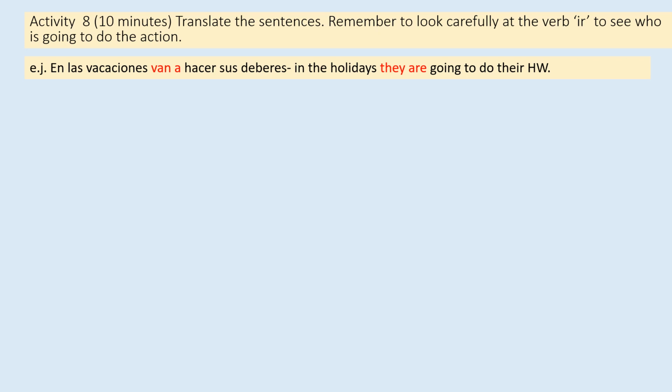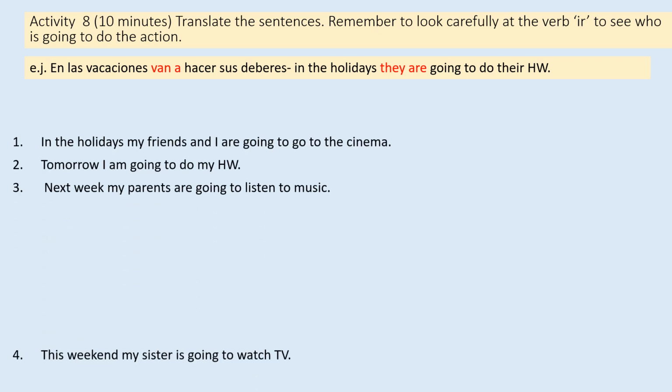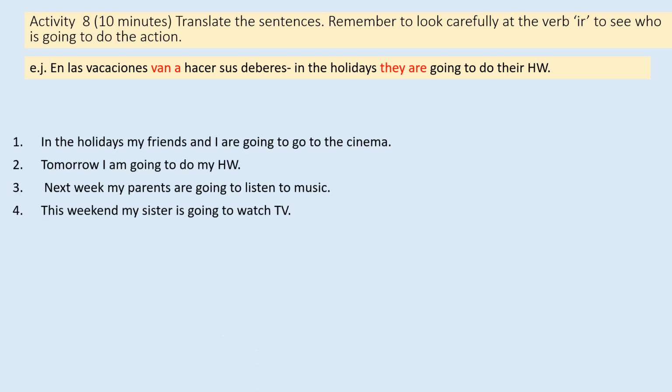Okay, so on to the last activity, year 7. We're going to do some more translation, but this time we're going to make it a bit more tricky and do English to Spanish. Remember to pay really close attention to the correct conjugation of the verb ir that you're going to use, because remember that will change who is going to do the action. So you've got my example again there. Okay, so now have a go please writing both the English and the Spanish. Pause your video now to do this.